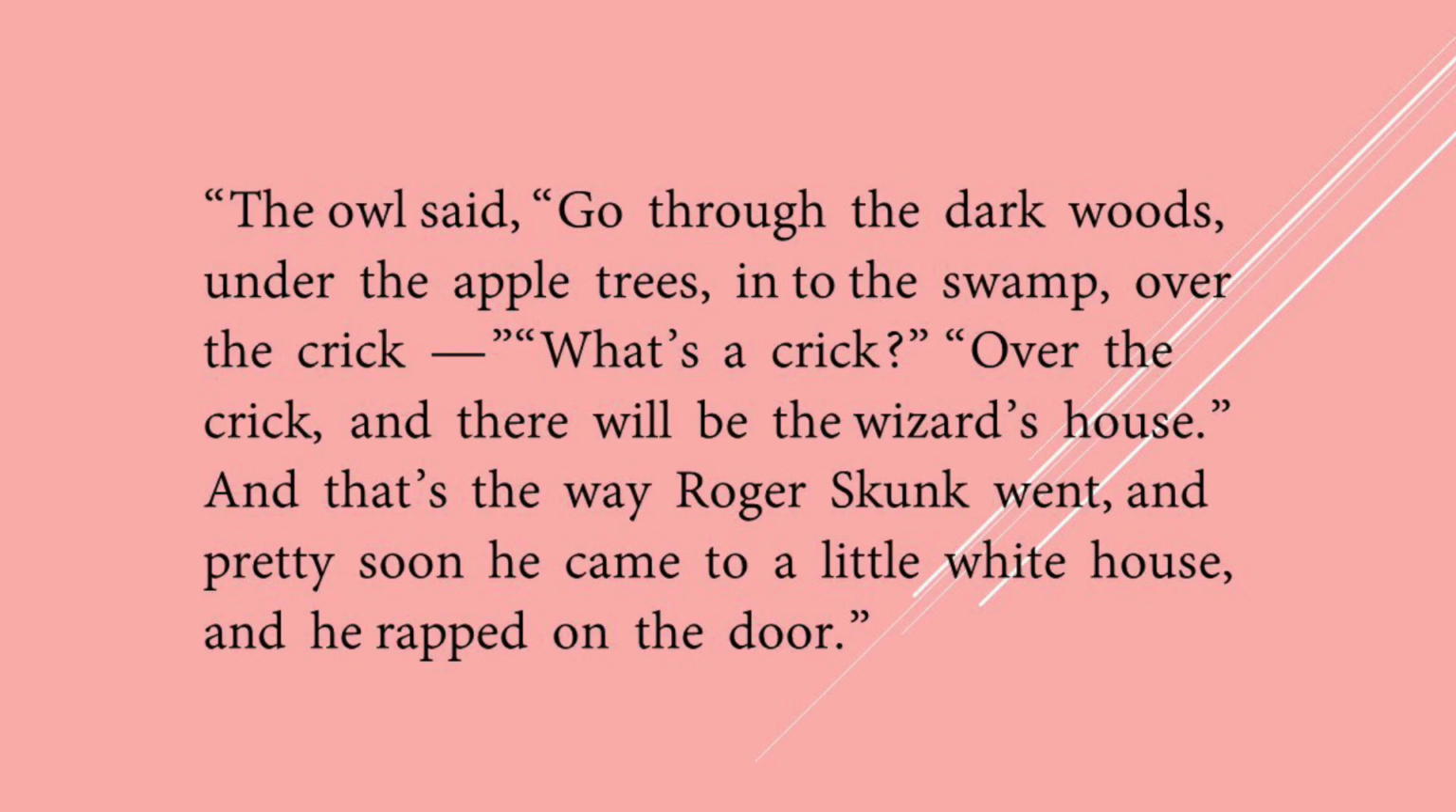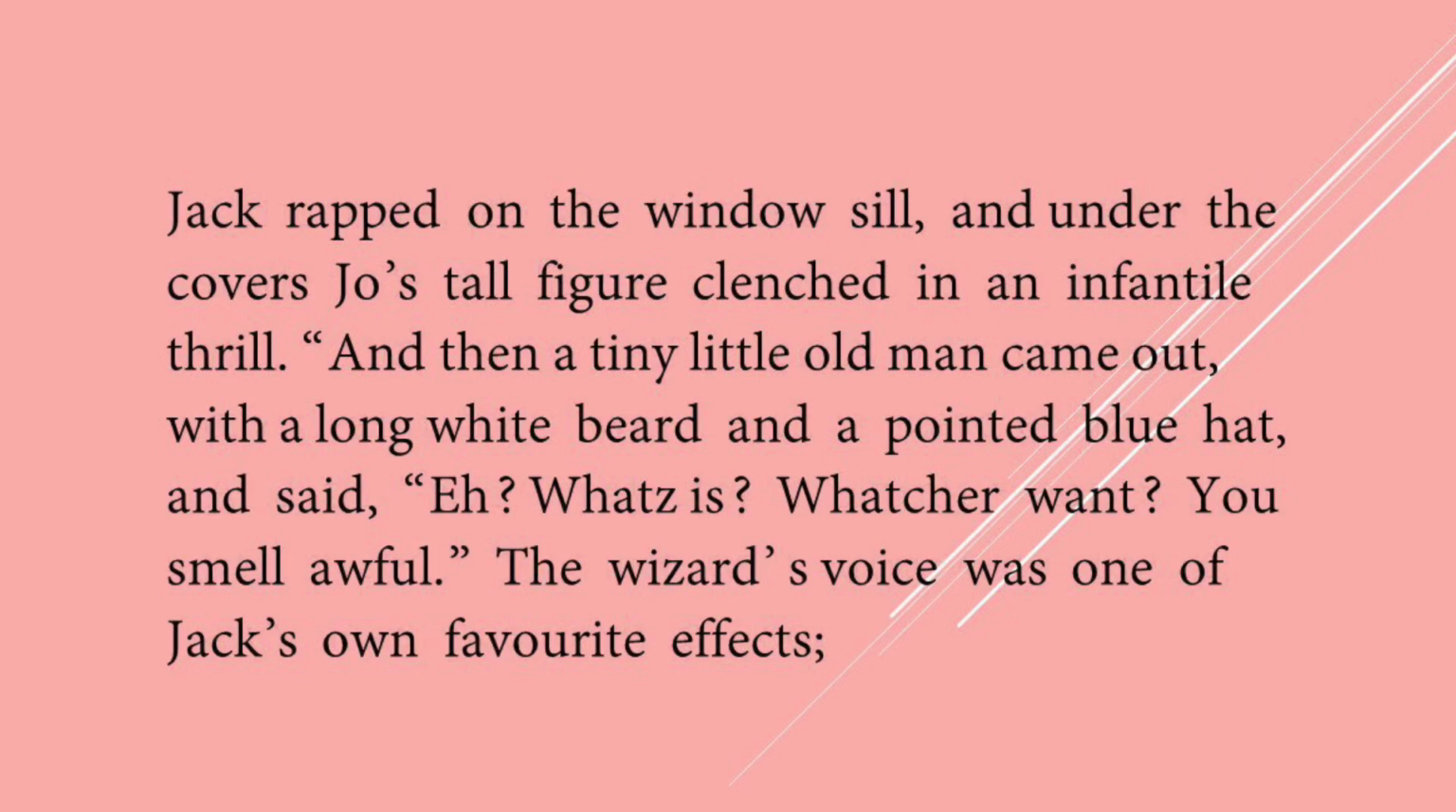So this is what the owl suggested, and that's the way Roger skunk went, and pretty soon he came to a little white house and he rapped on the door. And what happened? As the owl had suggested, little skunk went through that way, and then finally he reached a small white house, and that was the wizard's house. And he rapped on the door means he knocked on the door.